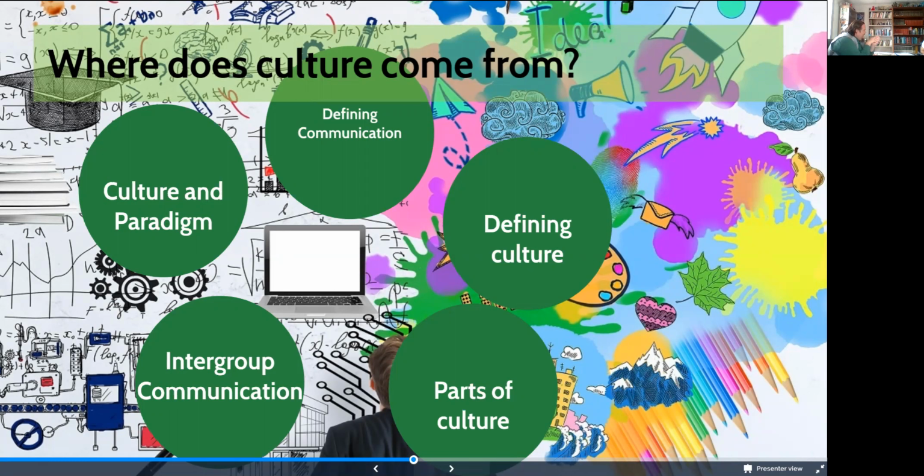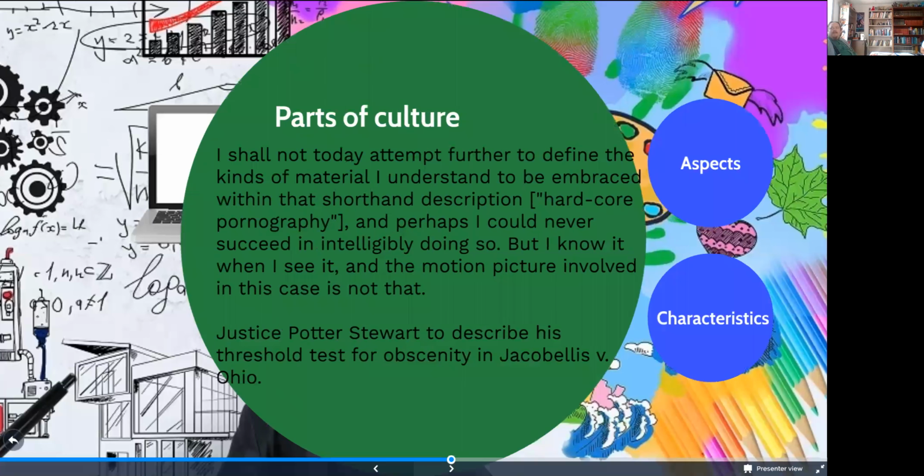And in that way, it reminds me of pornography. There's a famous quote from Potter Stewart, who was really good at famous quotes. He was a Supreme Court justice.